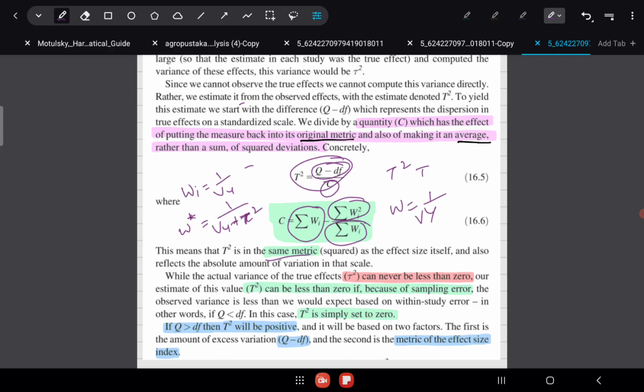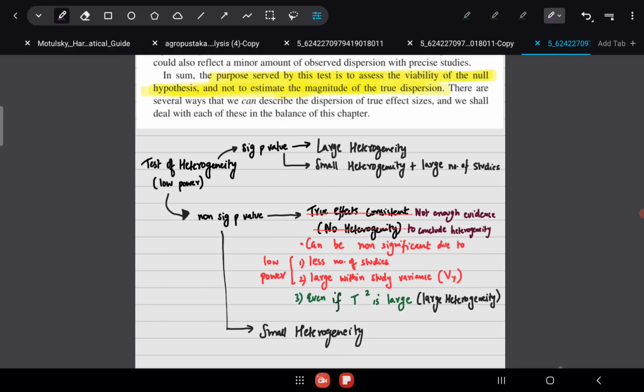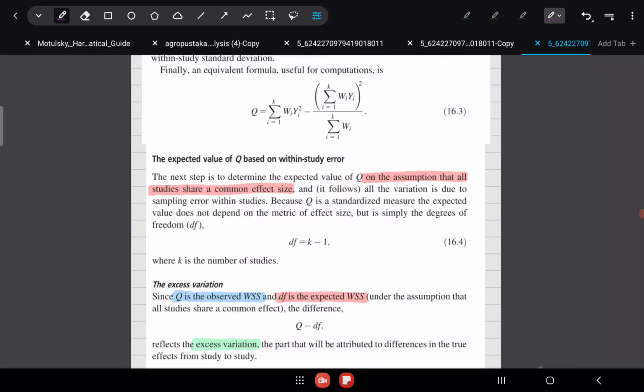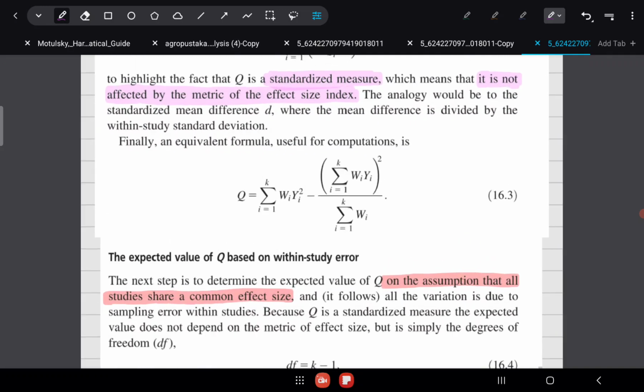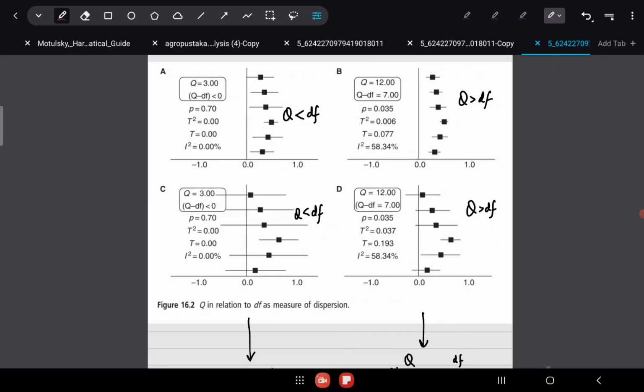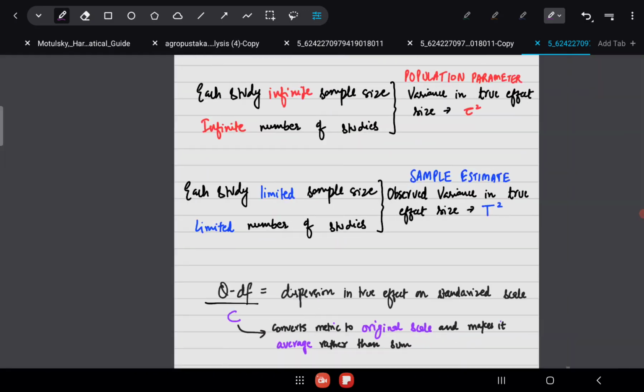Now what happens when Q minus df is less than 0? Let's say df is 5. You have 6 studies, so your degrees of freedom will be 5, and then the Q statistic that you calculate, you remember how to calculate the Q statistic. I'll just show you the formula you'd be using. It is the sum of the product of weight and effect size squared, where the weights are the inverse of the within-study variance, minus the squared sum of the product of weight and effect size divided by the sum of the weights, right? So this is your observed dispersion, or observed weighted sum of squares.